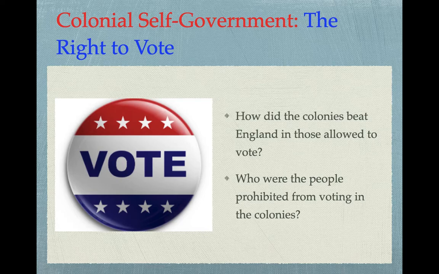The people that are not allowed to vote are the usual suspects. It's women, Native Americans, and Africans or people of African descent, whether free or enslaved. So even if you were free and black, still you could not vote.